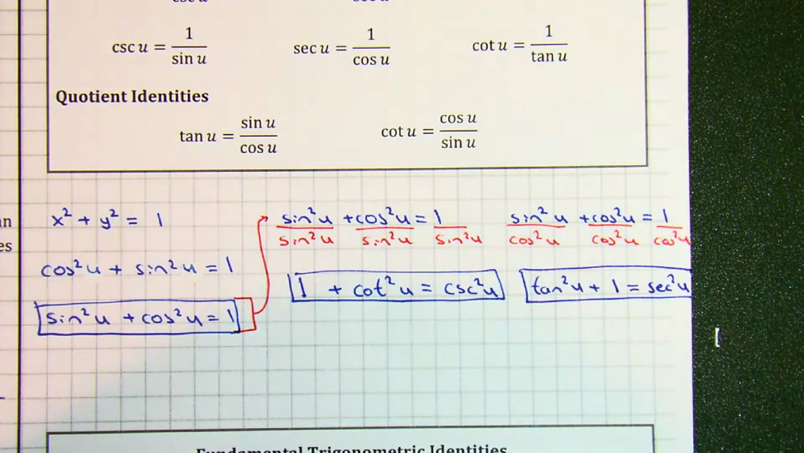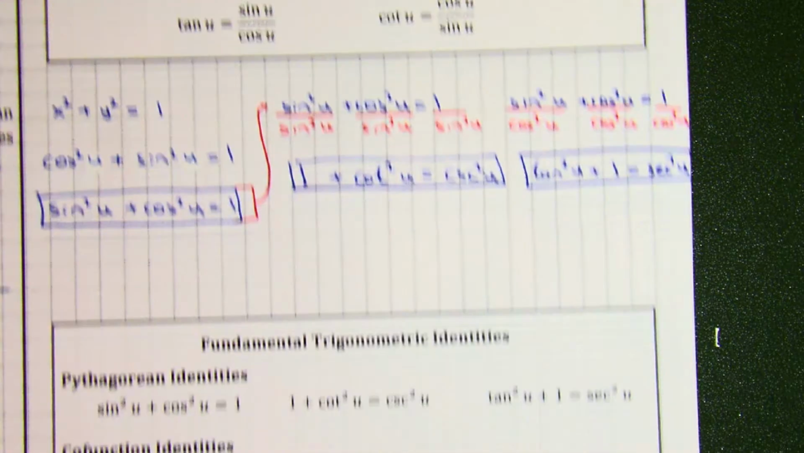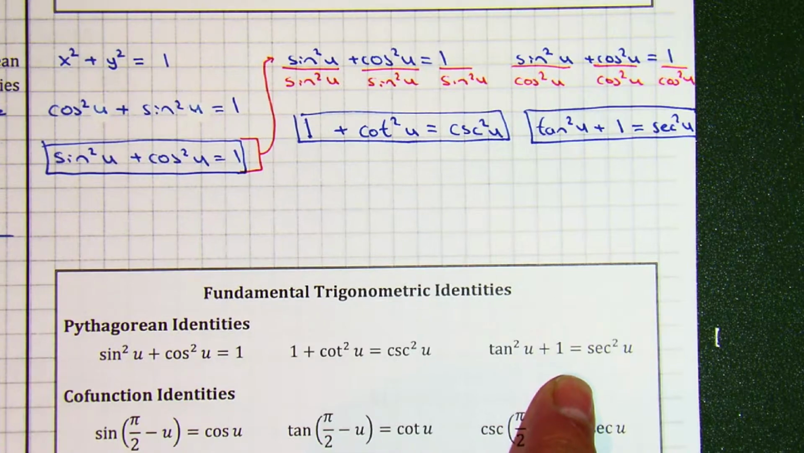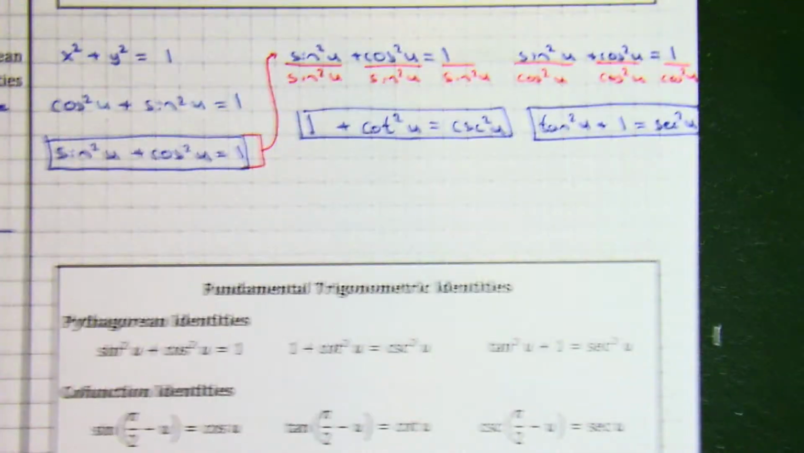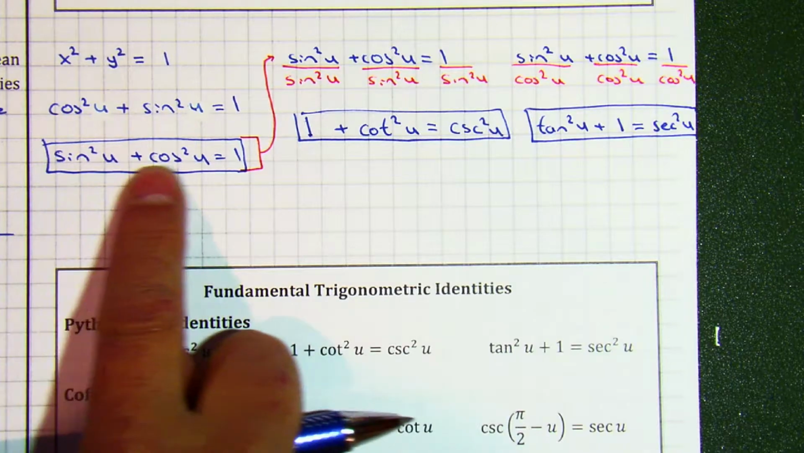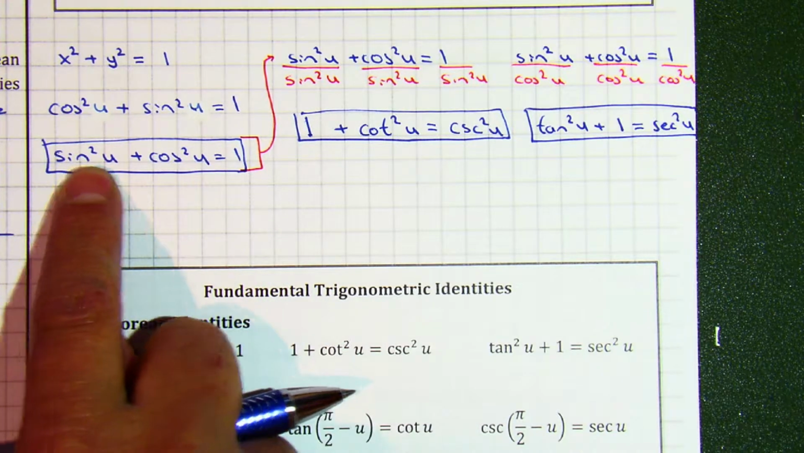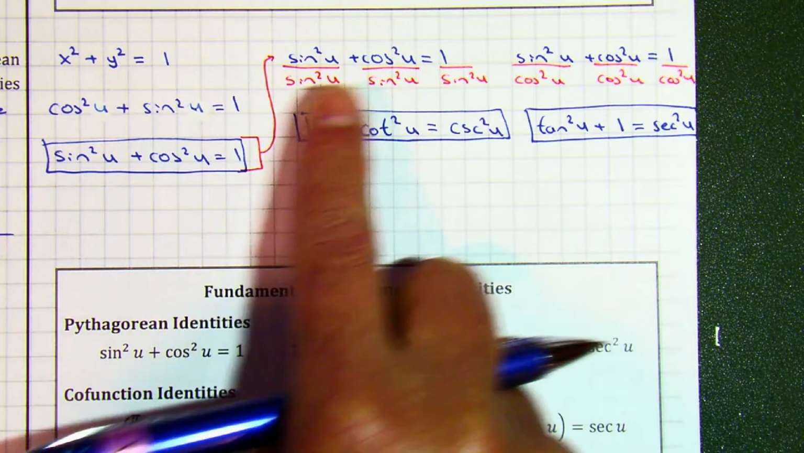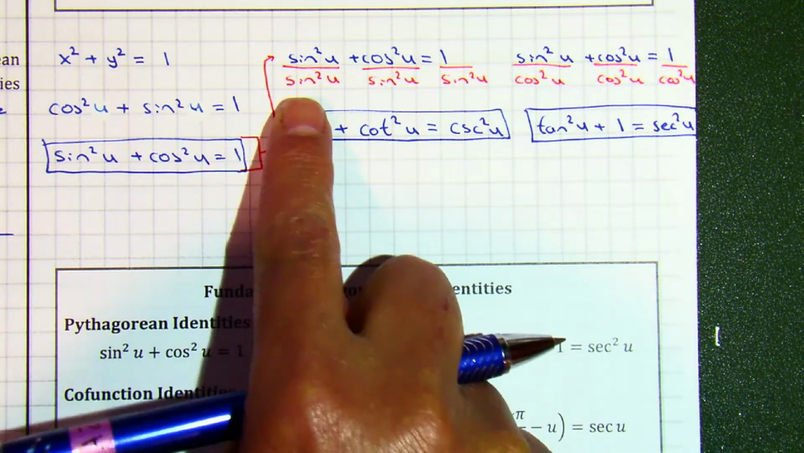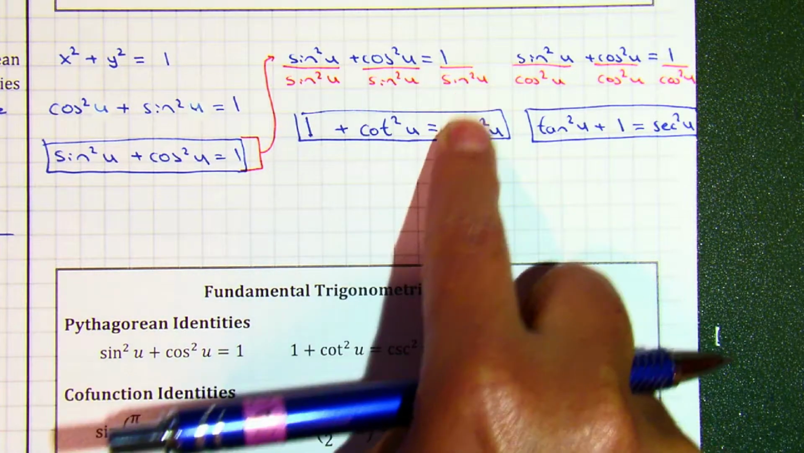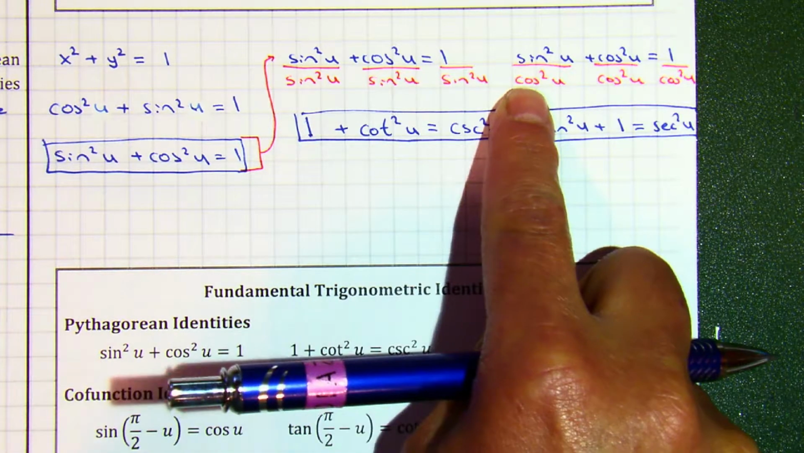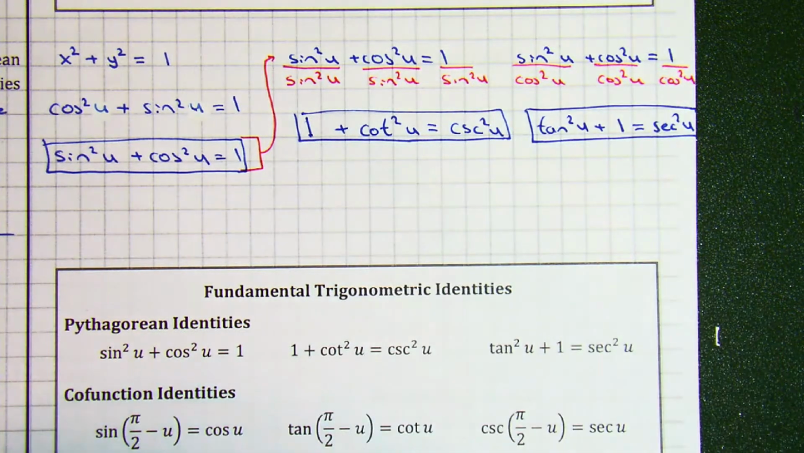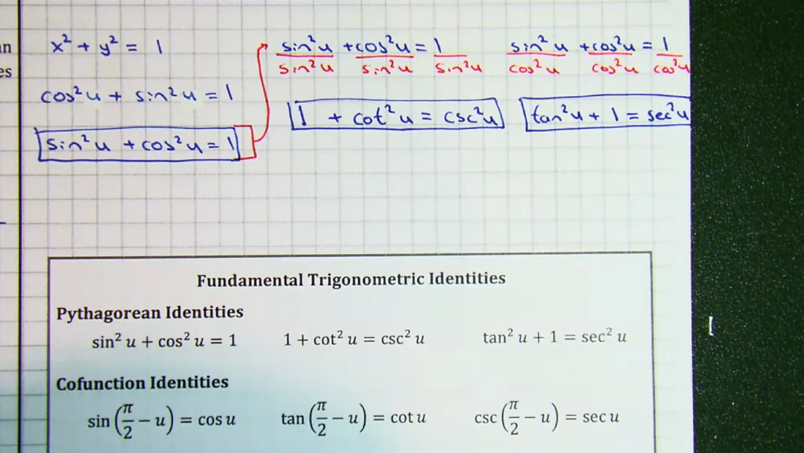And now we develop all our first 3 Pythagorean identities. You should be able to memorize this one pretty easily, correct? Sine square plus cosine square equals 1. Now, if you forget the other two, you can go through the process and divide by sine square of u to come up with the first one, and then divide by cosine square of u to come up with the second one.